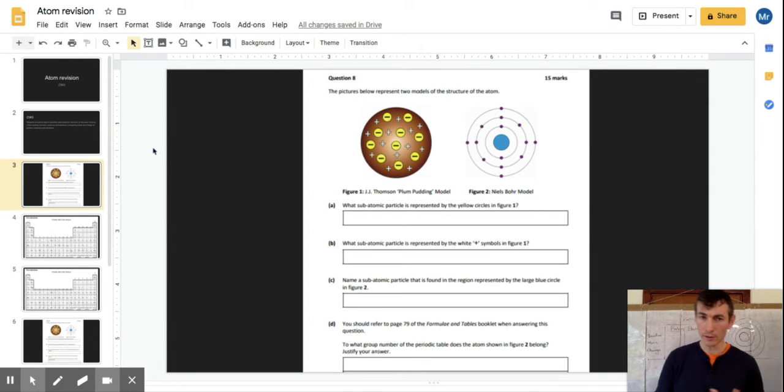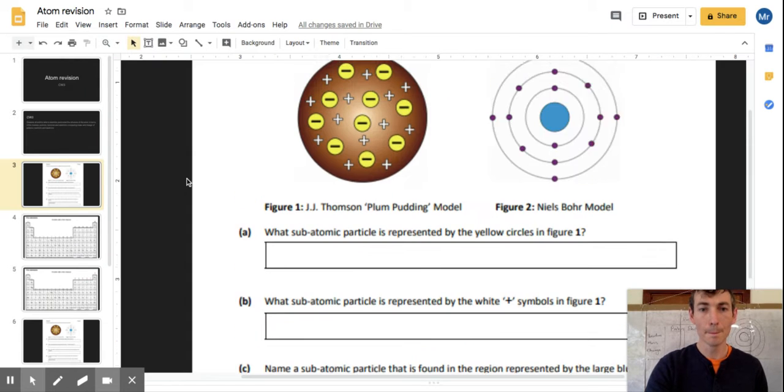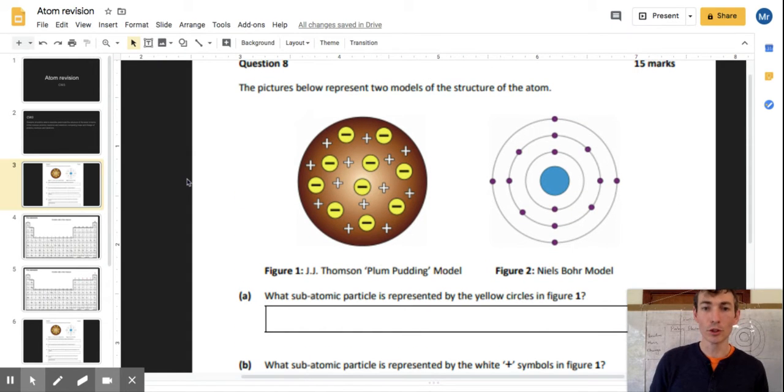Right, then we're going to focus our revision by doing an exam question. So this is question 8 from a previous mock paper. And the picture below represents two models of the structure of the atom. I'm going to try and make this a little bit bigger. Okay, the picture below represents two models of the structure of an atom.